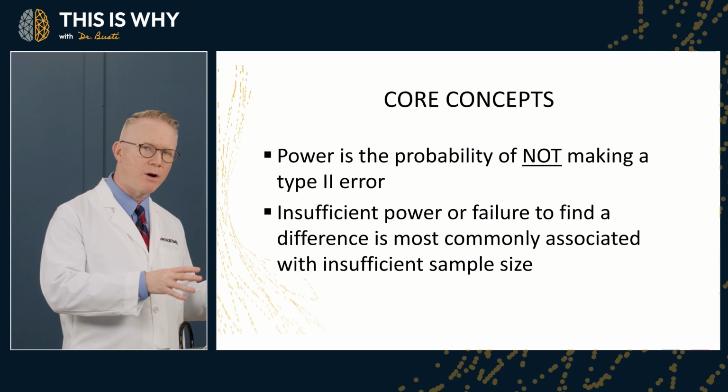And so remember, power is the probability of not making a type 2 error. And the smaller our beta, the larger our power, the larger sample size we need. But insufficient power fails to allow you to rule that out, okay?